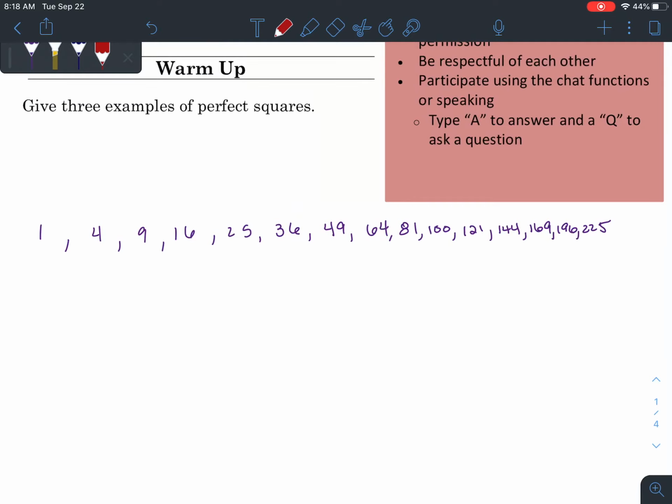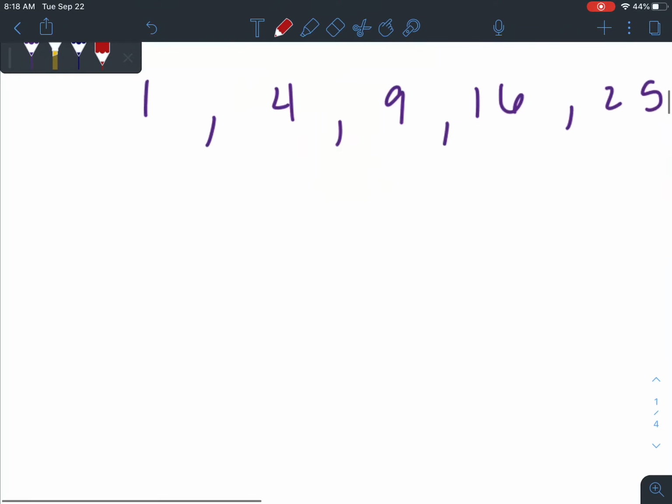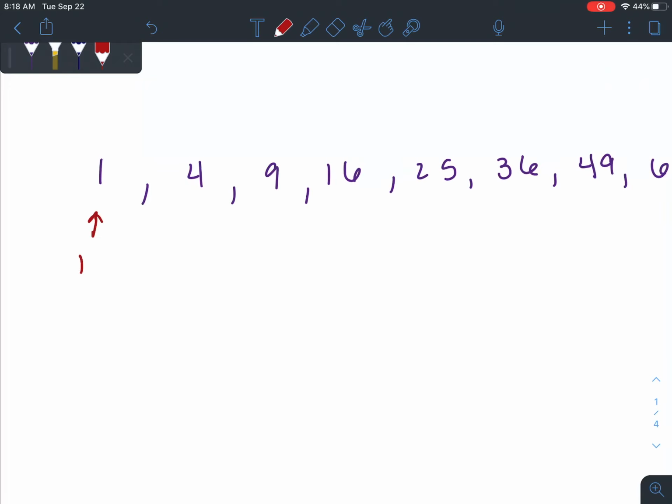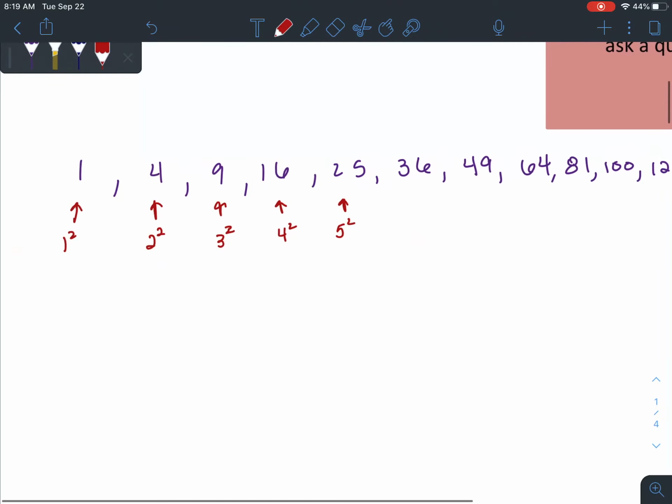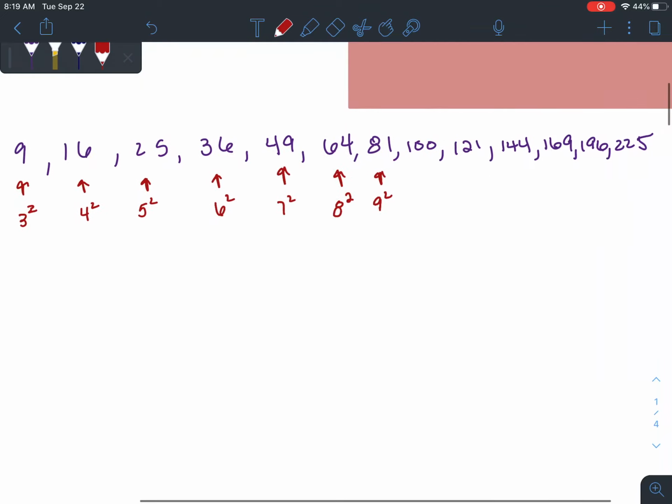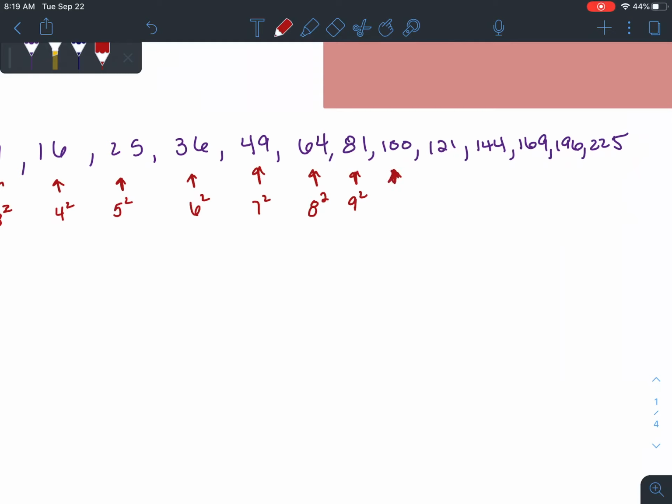To create a perfect square, you're just squaring a number, right? So for 1, it was because 1 squared, right? 1 times 1. 2 squared to get 4, 3 squared to get 9, 4 squared to get 16, 5 squared to get 25, 6 squared to get 36, 7 squared to get 49, 8 squared to get 64, 9 squared to get 81, 10 squared to get 100, 11 squared to get 121, 12 squared to get 144, 169 is 13 squared, 196 is 14 squared, and 225 is 15 squared.